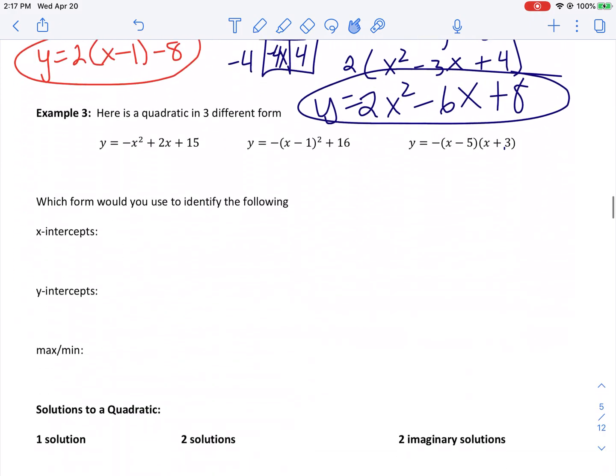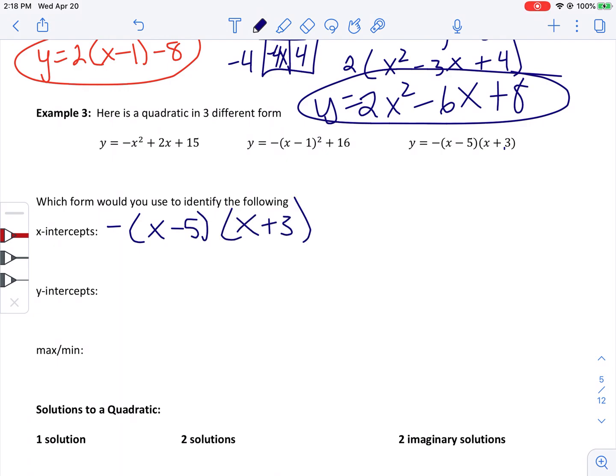So the last thing we're going to take a look at, here's a quadratic with 3 different forms. So that is all the same. Which one would you use to find the x-intercepts? Well, that's pretty easy. You would use negative (x minus 5)(x plus 3). So what does that mean our intercepts are? So our intercepts are the coordinates (5, 0) and (-3, 0).